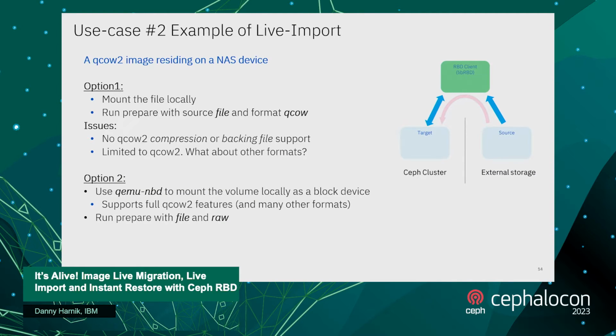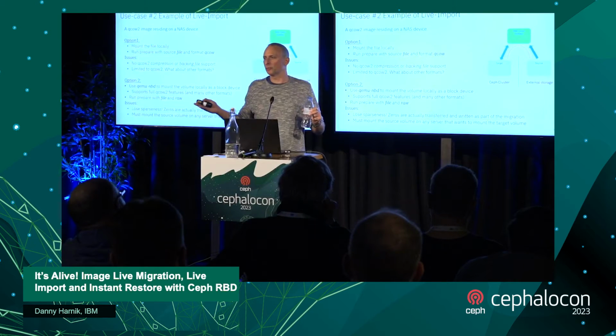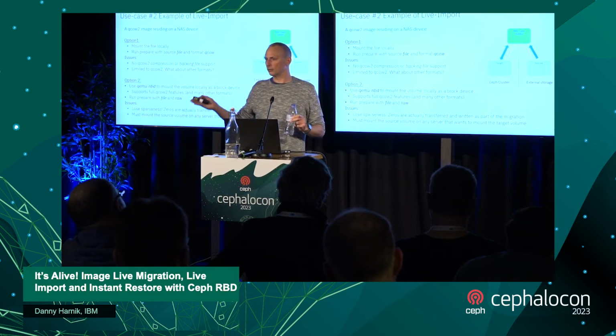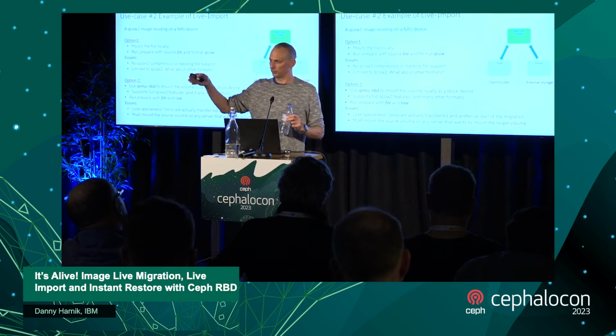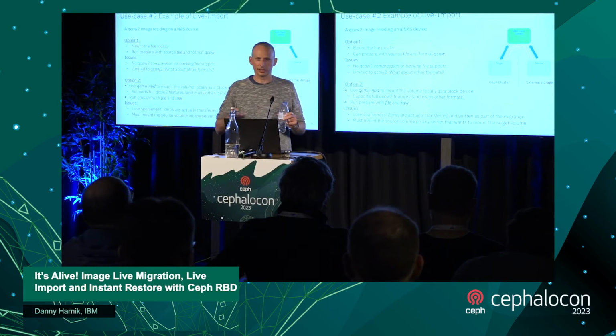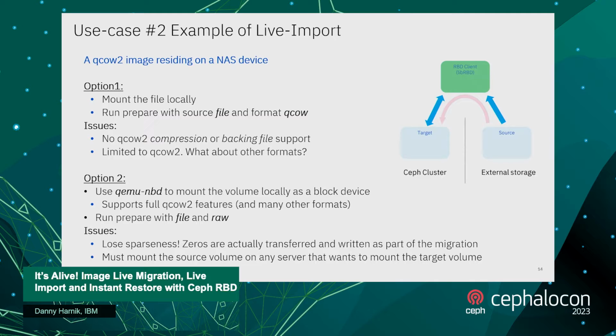This is almost good. It's not good enough. The main issues here are, one, we lose sparseness. So all zeros are actually being read out from the raw device. Because it's raw, there's no information on where data is and where data isn't. So it's just scanning the entire volume, reading everything, including zeros, and writing them over. So they move over the network. They're actually written. They take up time. Maybe there'll be garbage collection. Maybe not.